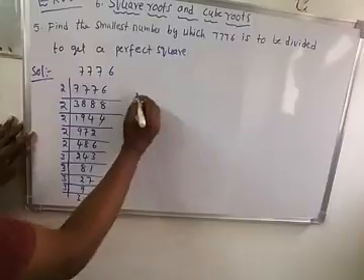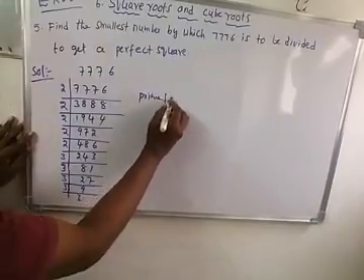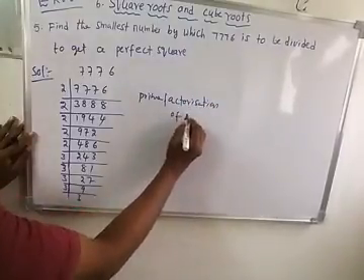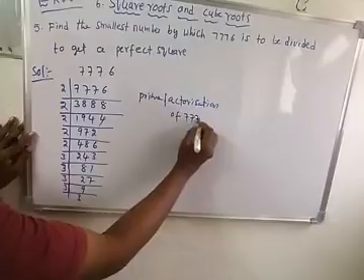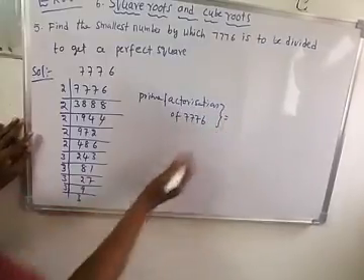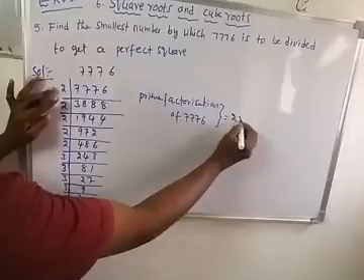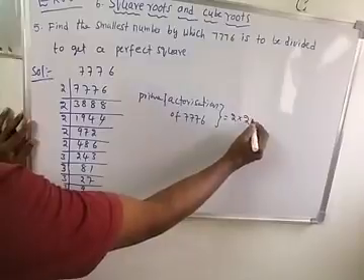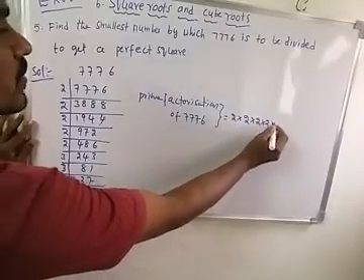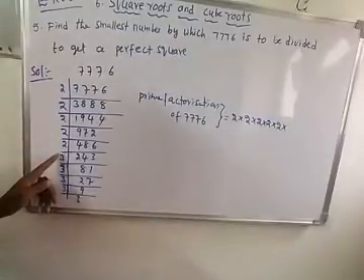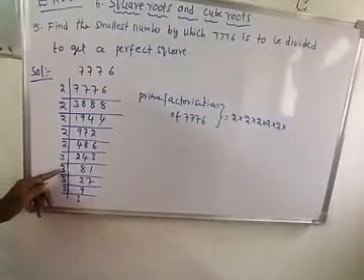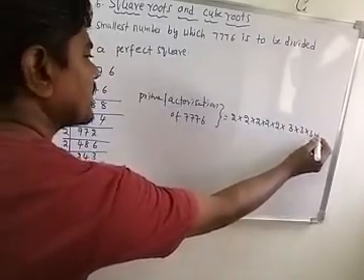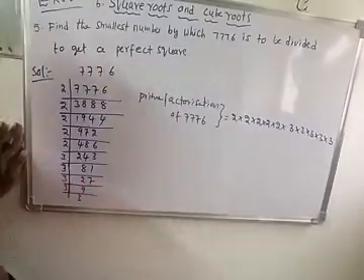Now the prime factorization of 7776 is equal to 2 into, 2 will come how many times, 1 2 3 4 5: 2 into 2 into 2 into 2 into 2 into 3 into 3 into 3 into 3 into 3, 1 2 3 4 5: 3 into 3 into 3 into 3 into 3.